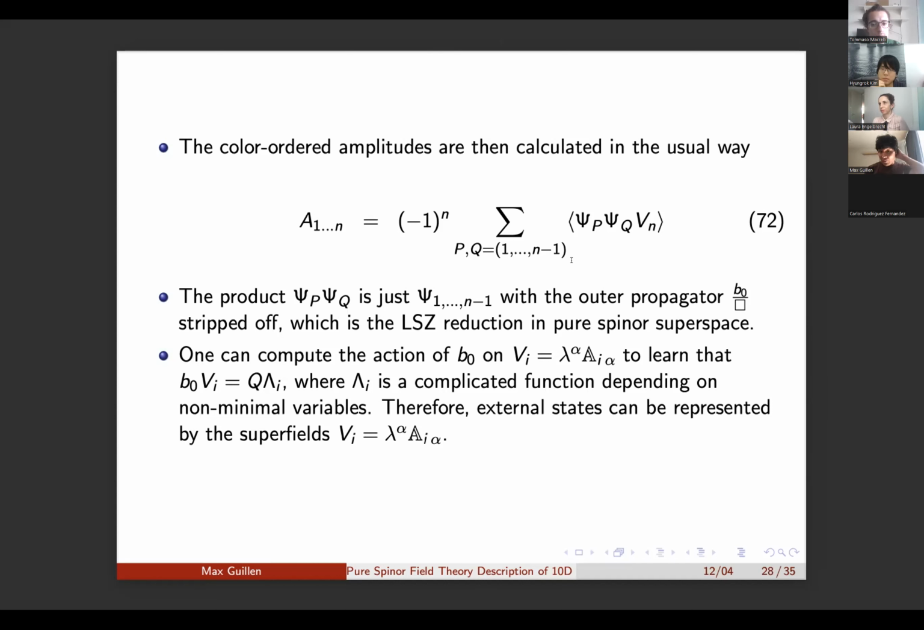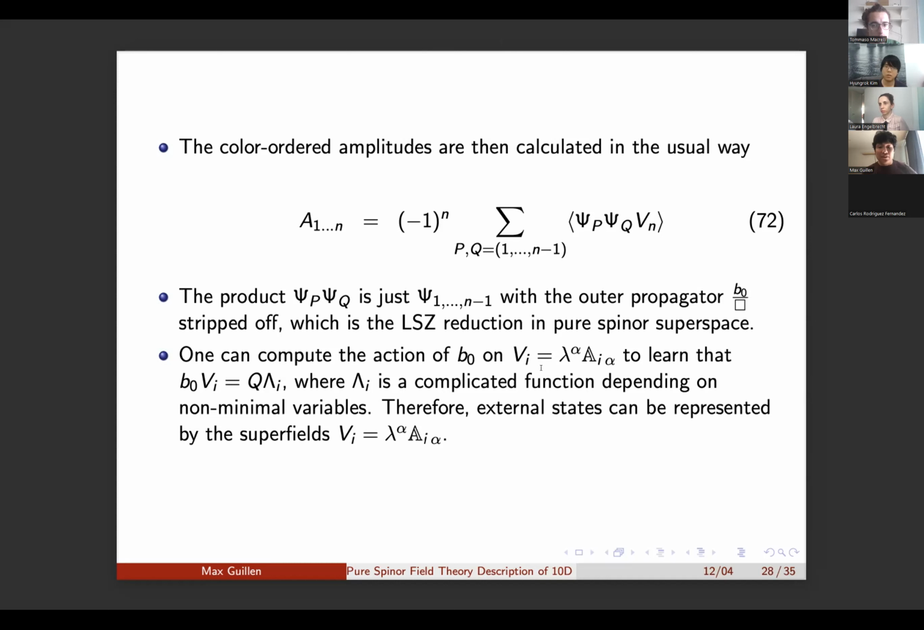So then we compute the scattering amplitude just by using the standard formula here, where basically this product is just the multiparticle superfield associated to n-1 particles with the outer propagator B0 over box stripped off, which can be seen like the LSZ reduction formula in pure spinor superspace.